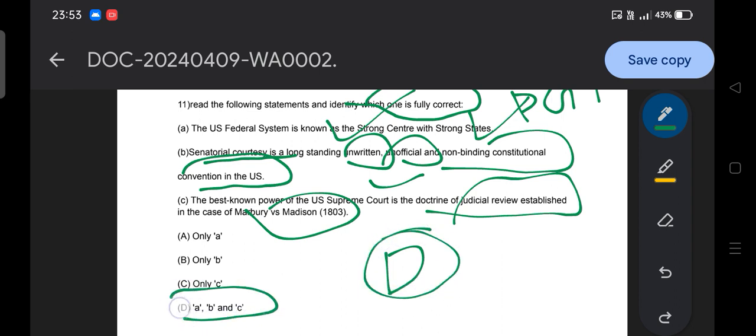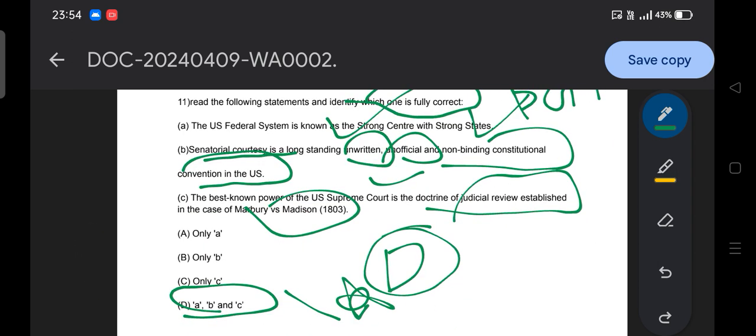Okay, A, B, C, all are correct. And one thing to notice from here: what is the thing that we have to focus on? The features of the USA political system, not only the feature but also its core concept and meaning.